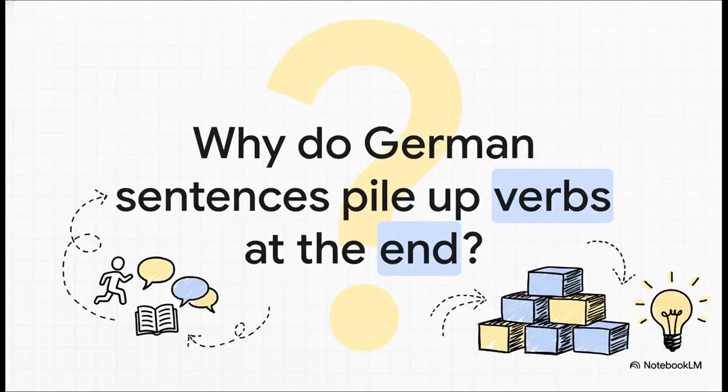I bet it does. You're reading along, everything's going great, and then bam, you hit this huge pile-up of verbs at the end of the sentence. It can feel so confusing, right? But honestly, there's a really simple logic to it. And by the end of this, you're going to see it too.